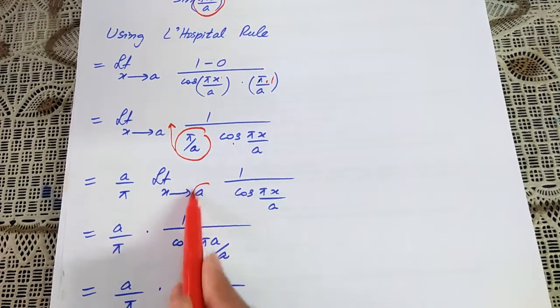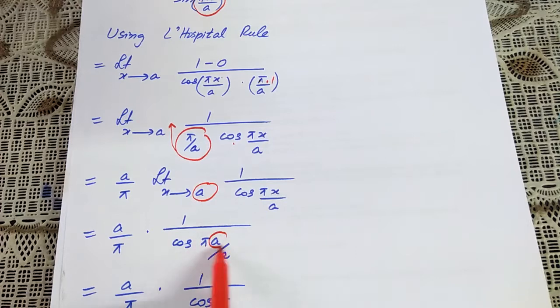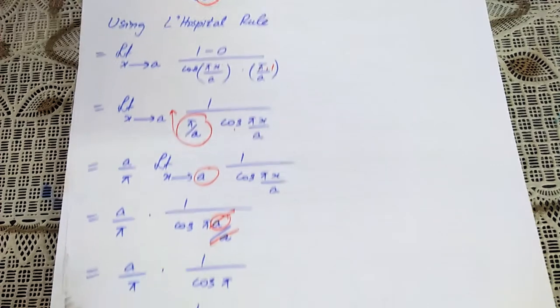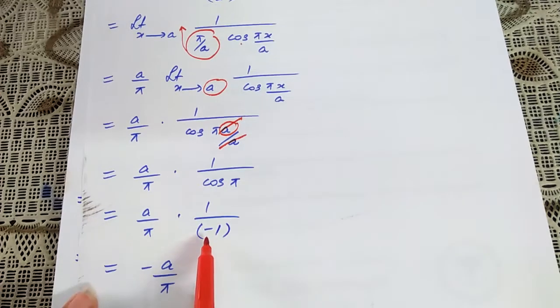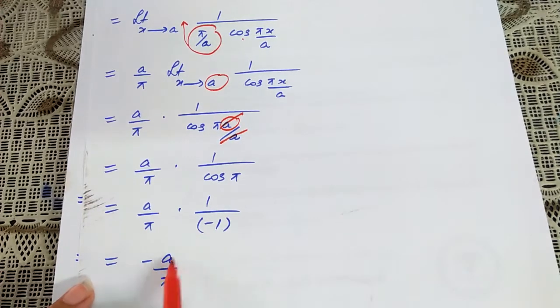Now, use this limit value here in place of x. This a will be cancelled with this one. We will be left with 1 over cos pi. Cos pi is equal to minus 1. So we got minus a over pi in this question.